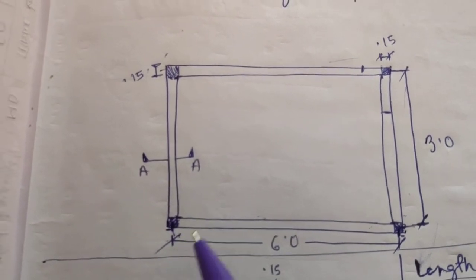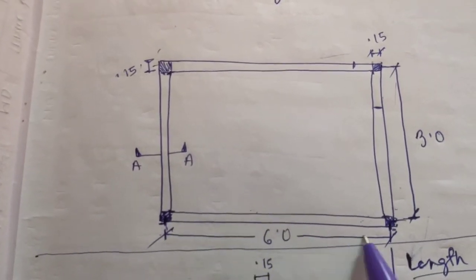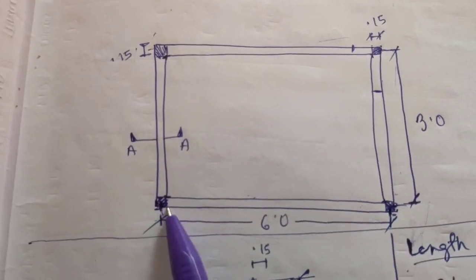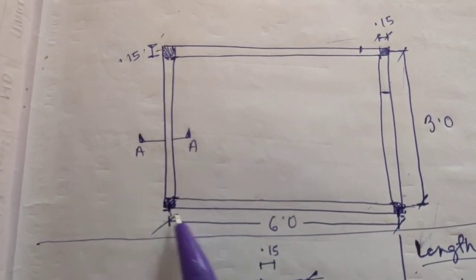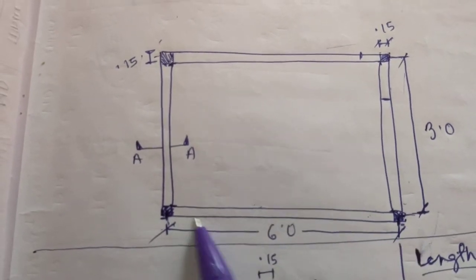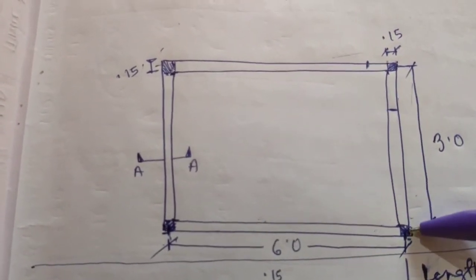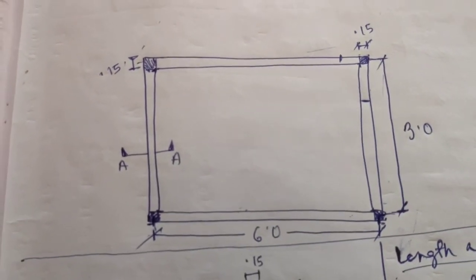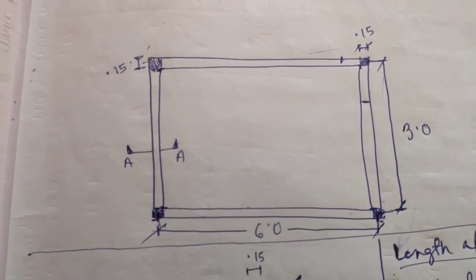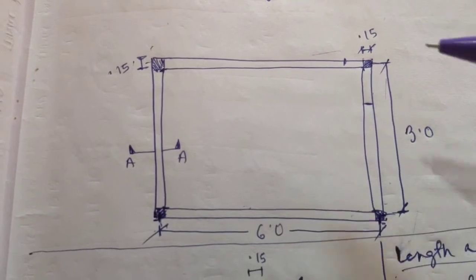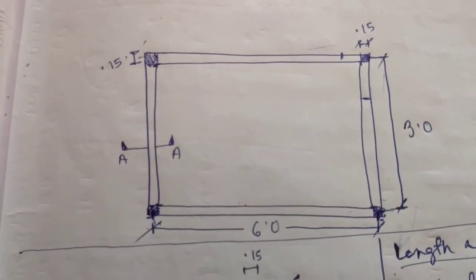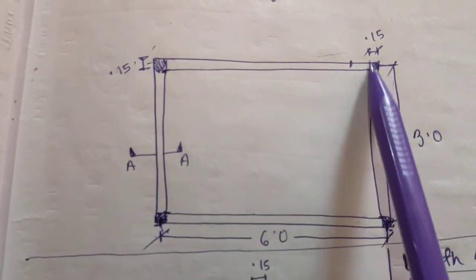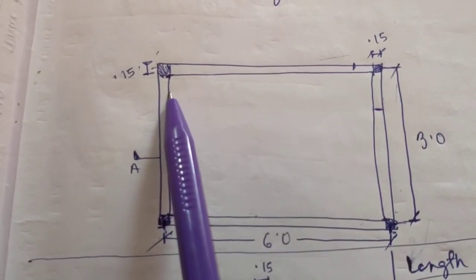This room has dimensions of 6 meter by 3 meters. 6 meter is the center to center distance of this wall. That means from the center of this wall to the center of this wall is 6 meter, and from the center of this wall to the center of this wall is 3 meter. So what happens in this method is that we treat the walls as long walls and short walls. As you can see in the drawing, there are two long walls and two short walls.